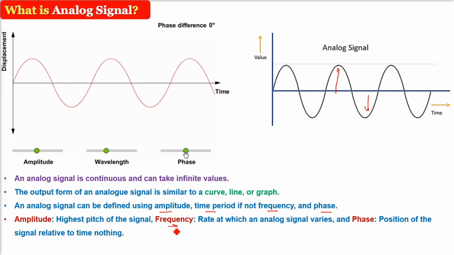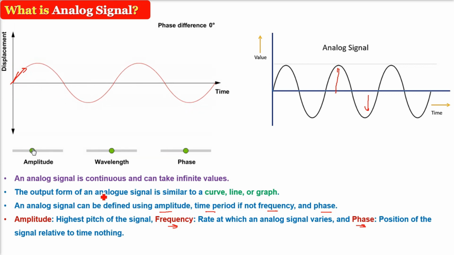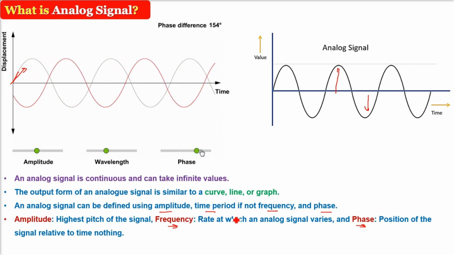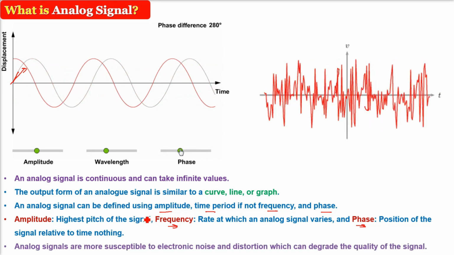Along with this, we have a phase. Phase is just the position of the signal relative to zero time. That is, in this x and y, when they cross each other, that is the 0, 0 point. From here, the position of the signal relative to the time, which is 0, 0 in this case. So these amplitude, frequency and phase define an analog signal.